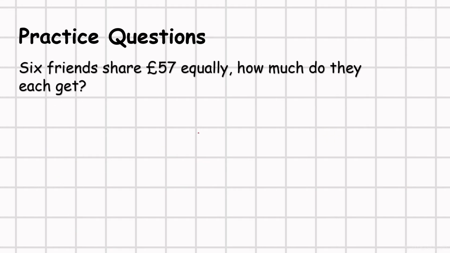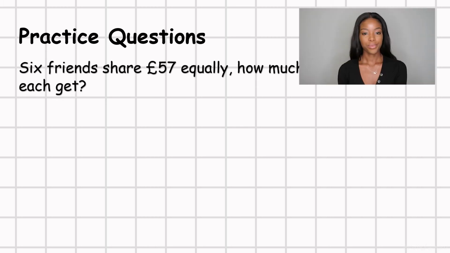Our practice question says 6 friends share £57 equally. How much do they get each? You can pause the video, have a go by yourself, and then carry on and check your answers afterwards. I'm just going to go through the answers now. If you're a bit stuck, don't worry. So we're doing 57 shared between 6 friends. The trick with worded questions is just to pick out the maths and work out what they want us to do. We don't actually care about the words. We're doing 57 divided by 6.